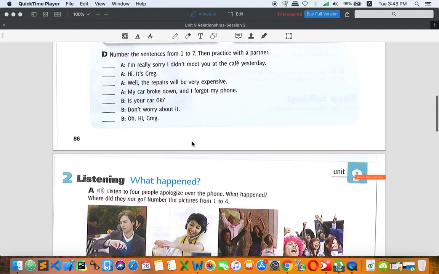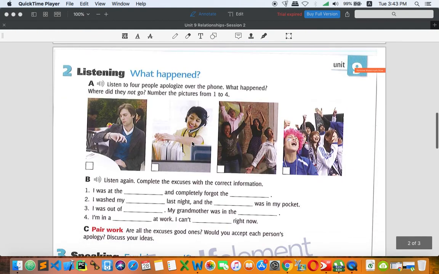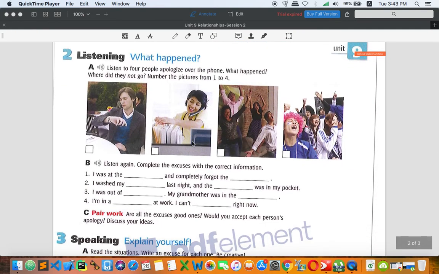So let's move on to another listening activity. Number 2, what happened? Right here we have 4 pictures. Your job is to listen and find out the order. What is the first one, the second, the third, and the fourth? You're going to listen to 4 people. They apologize over the phone for missing some kind of events. I don't know exactly, so just listen and order the events.